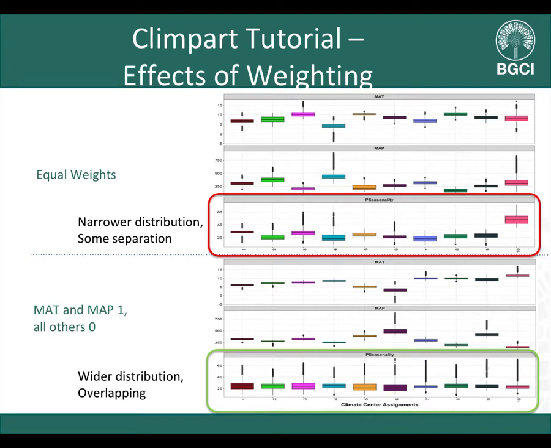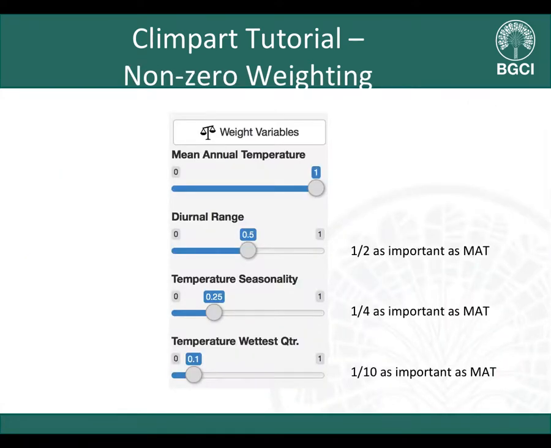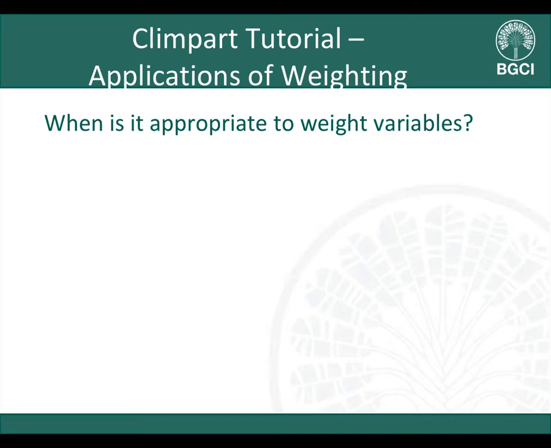Note that the distributions of the third variable, precipitation seasonality in the weighted example, are both relatively wide and overlap more with one another. If we had instead decided to keep information from the other 5 variables, but reduce their importance rather than exclude them entirely, we might set their values somewhere between 0 and 1. Setting variables to 0.5 would equate to half the importance of an unweighted variable, 0.25 a quarter, and 0.1 a tenth. When is it appropriate to weight variables?